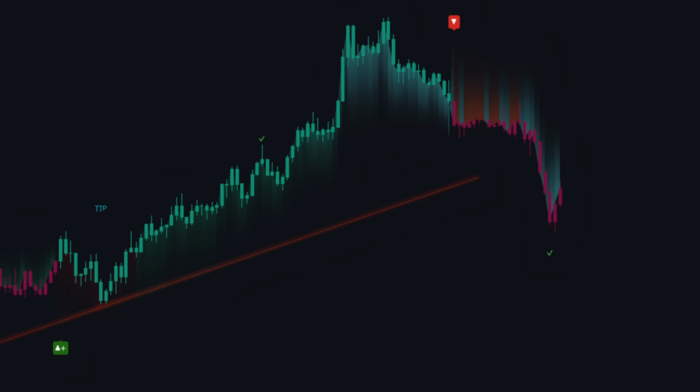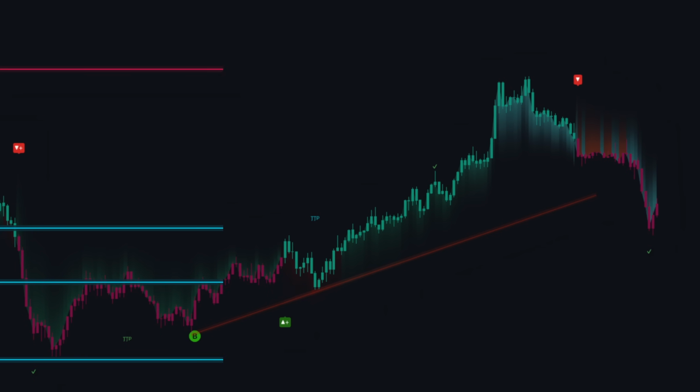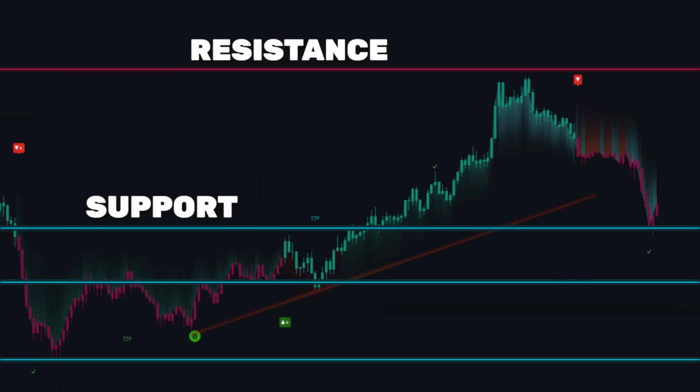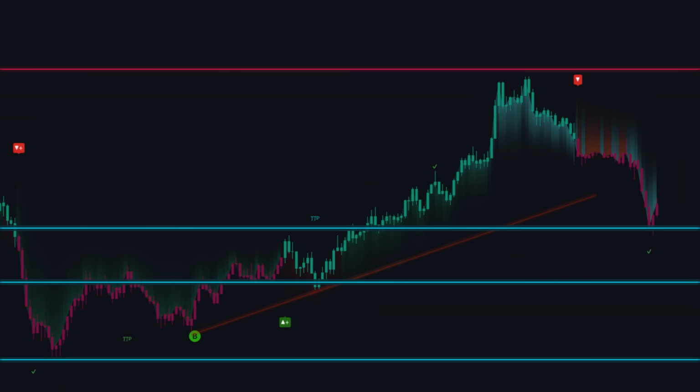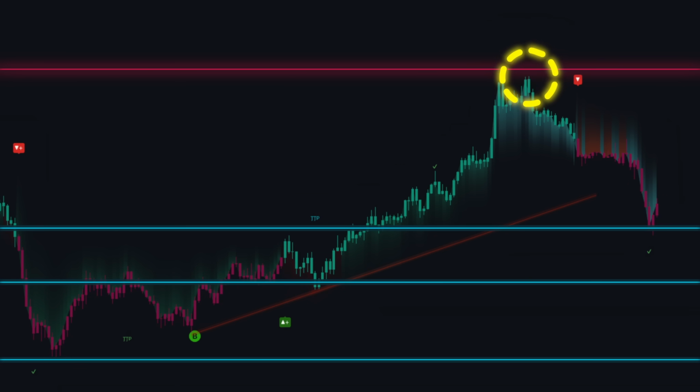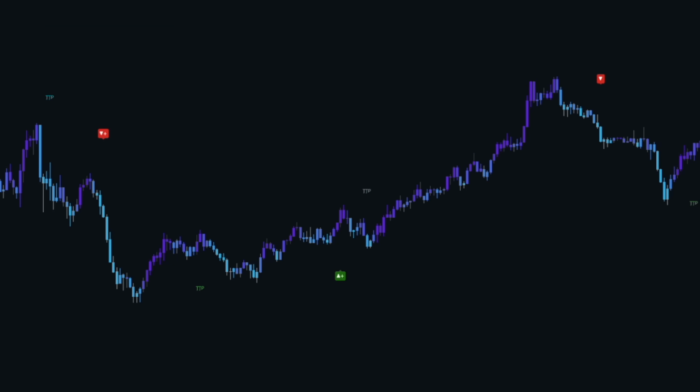But wait, there's more. Ever wish you could see where the market's floor and ceiling are? The TradeIQ Master Kit maps out key support and resistance zones in bold, color-coded visuals. Think of them like traffic lights. Blue zones scream, "Hey, buyers are lurking here," while red zones whisper, "Sellers might crash the party soon." And that's just the start. This thing's packed with hidden gems.